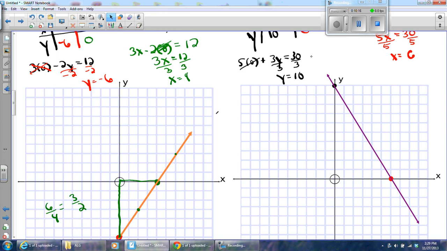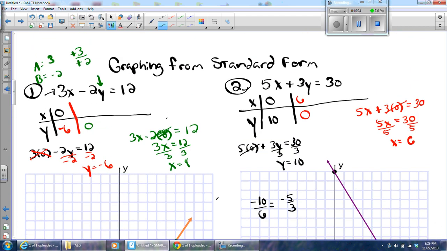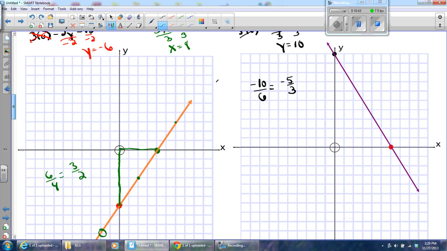There we go. All right. Now, if I check my slope, it looks like I'm going to go down 10 and right 6. So my slope will be negative 10 over positive 6, which will simplify to negative 5/3. Well, let's see here. Look at that. If I take the negative of A and I put it over B, I get the slope, negative 5/3. That is not a coincidence.